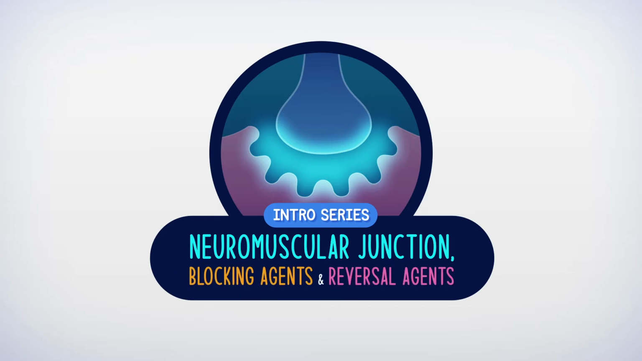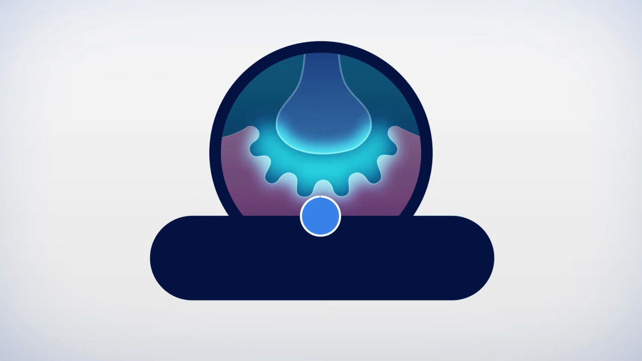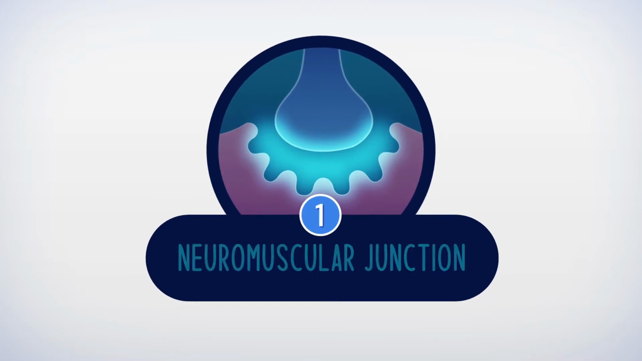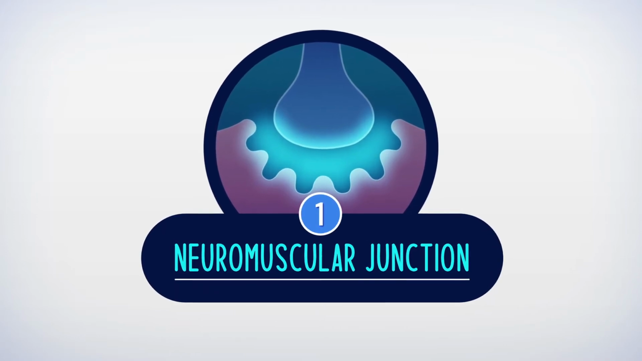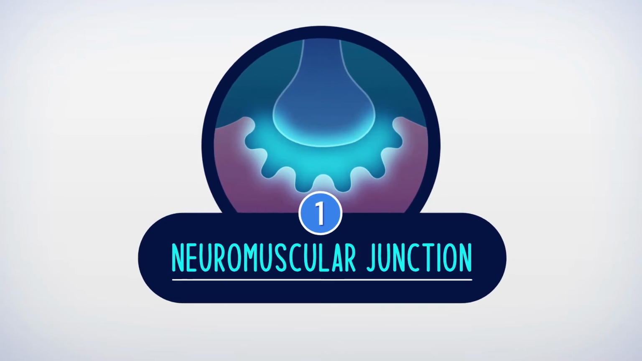This three-part video series will serve as a basic introduction to the neuromuscular junction, neuromuscular blocking agents, and reversal agents in relation to NMT monitoring. In part 1, we'll be focusing on the neuromuscular junction, and how an action potential generated by a motor neuron results in a muscle contraction.